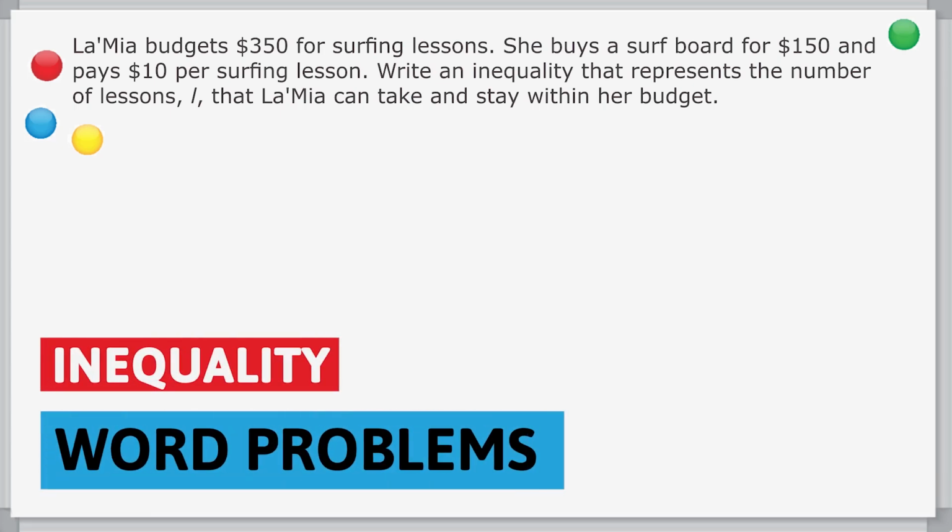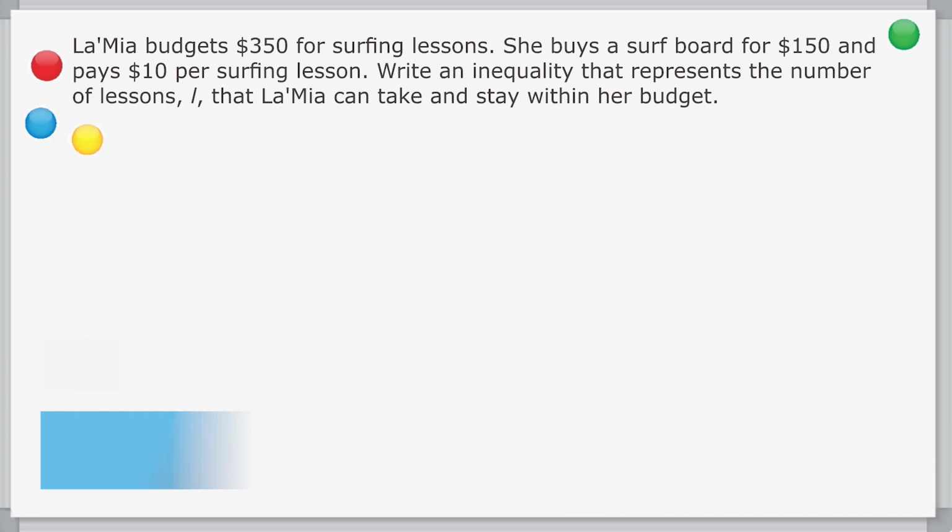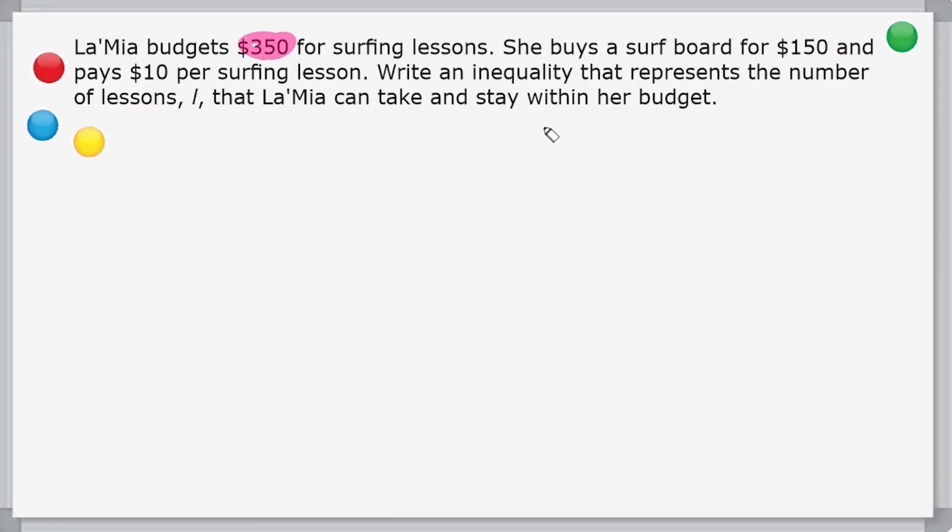All right, what we're going to do is practice writing an inequality from a given word problem. So let's go ahead and read the problem and figure out how we need to set up our inequality. The problem reads that Lamia budgets $350 for surfing lessons. She buys a surfboard for $150 and pays $10 per surfing lesson. Write an inequality that represents the number of lessons L that Lamia can take and stay within her budget.